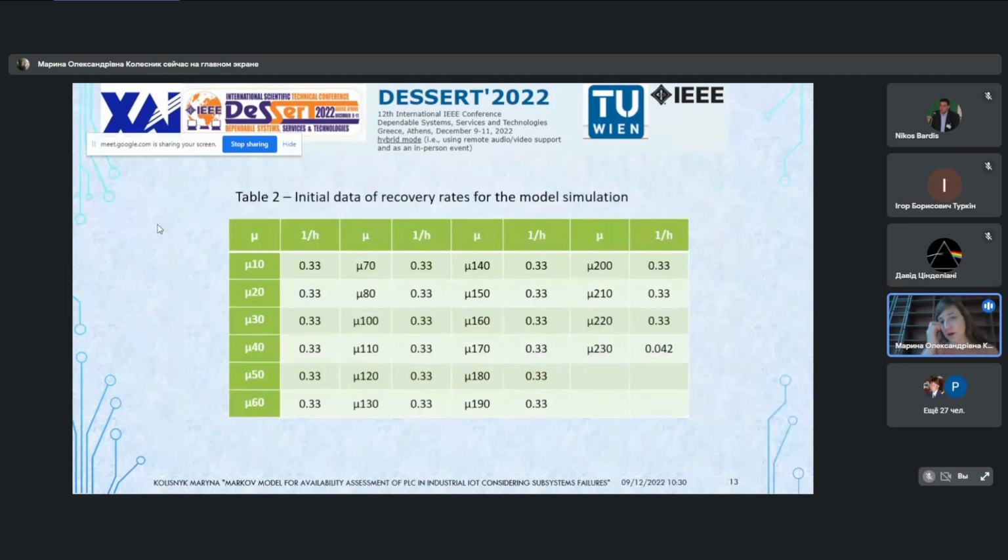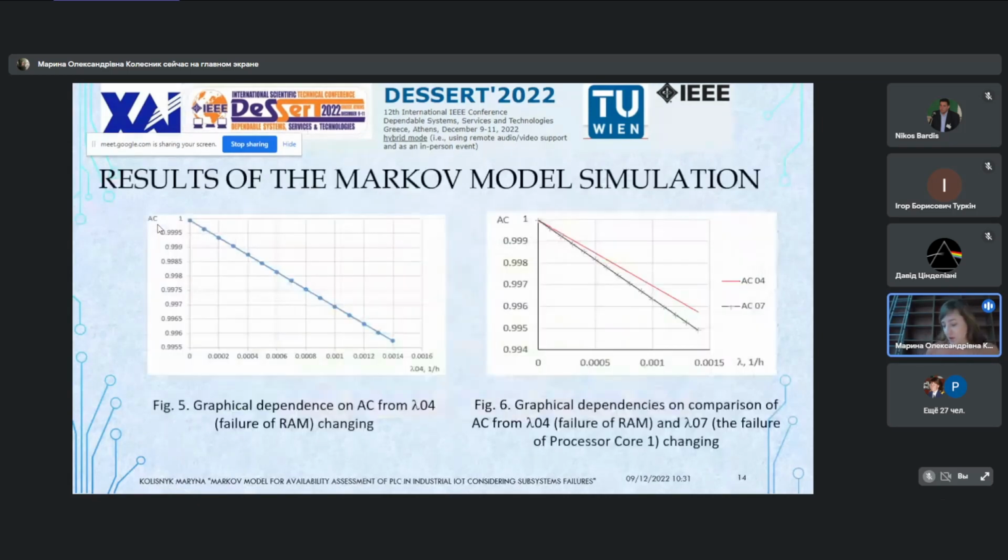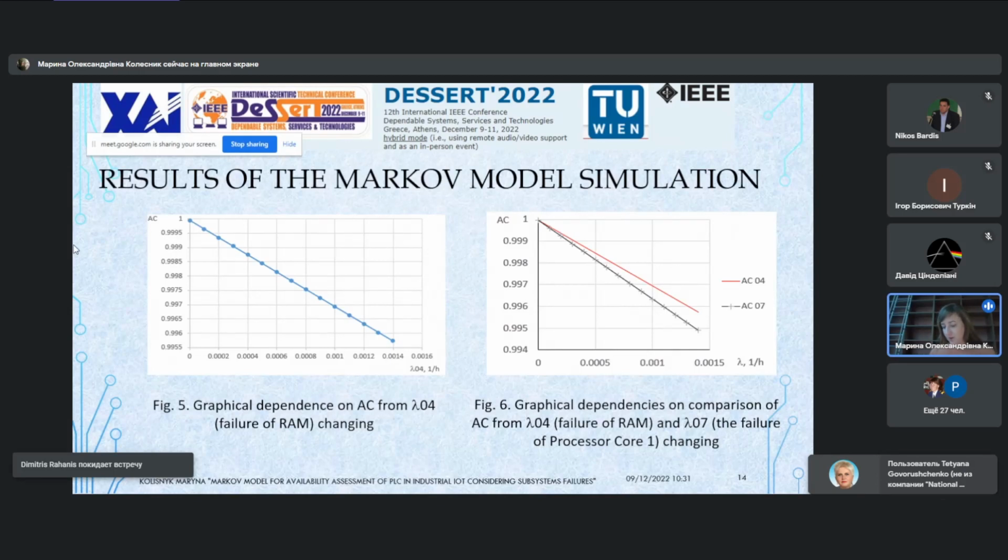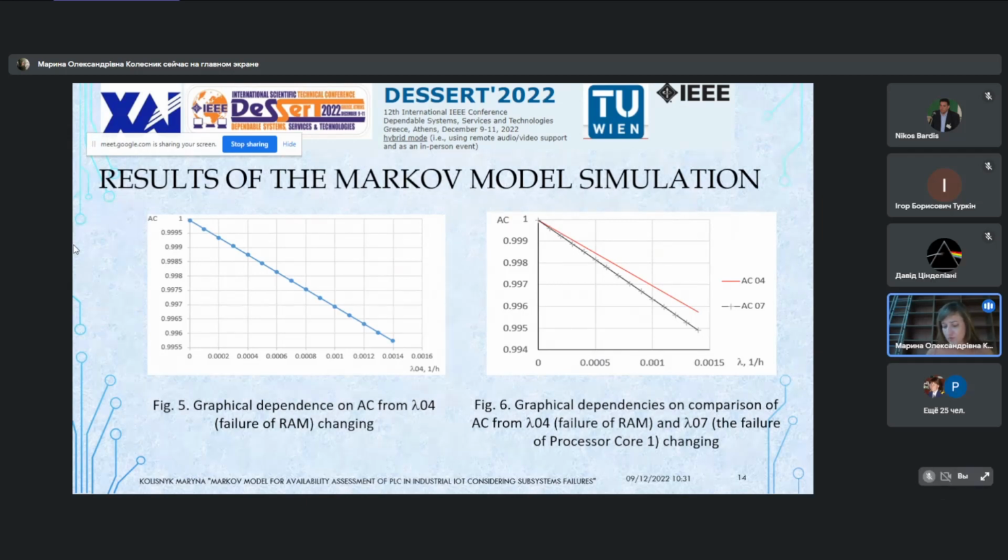And initial data of recovery rates for the model simulation we used from the results of research at a real factory, for a real project. And results of the model simulation you can see in figures 5 and 6. Analysis of graphical dependencies shows that the value of availability coefficient is high, but not enough because we have only 4 nines after 0.